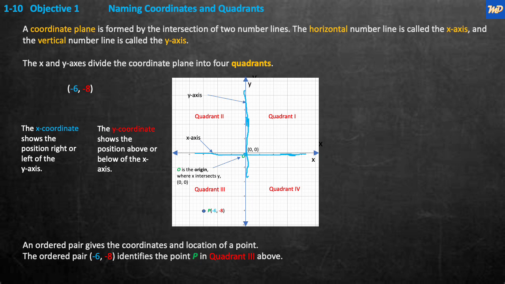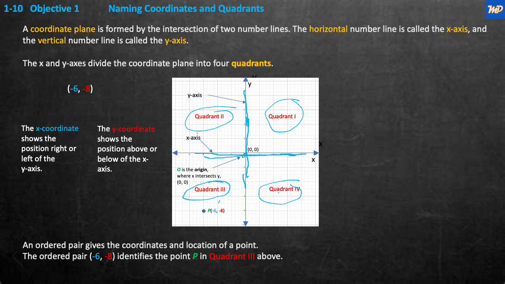The x- and y-axes divide the coordinate plane into 4 quadrants. As these two number lines cross each other, like they're doing here, they have a quadrant 1, 2, 3, and quadrant 4. 1, 2, 3, 4. That's the order in which they're defined. We call them quadrants.